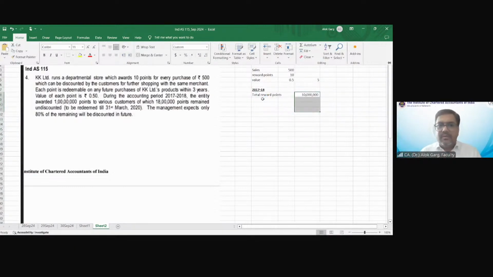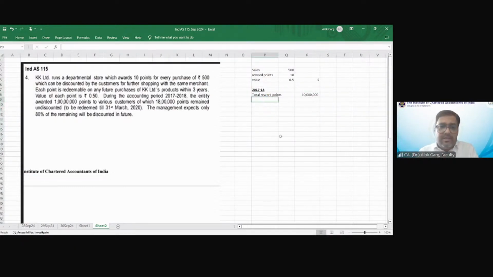Okay. And what is points to various customers, of which 18 lakh points remained undiscounted? So how many points are utilized? It is written that balance reward points to be discounted in future. So balance reward points are given in this question, which is 18 lakh. So what is the utilization? It means 82 lakh points have been utilized.